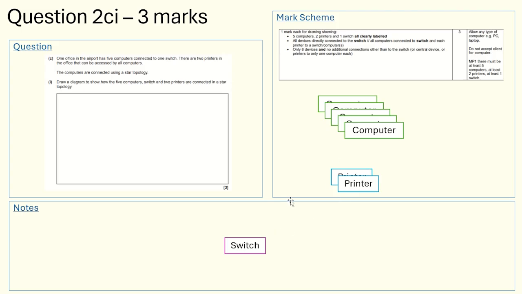The thing that we're trying to get right here is that there is 1 switch, and we know with a star topology network, the switch is the thing that sits in the middle of it.